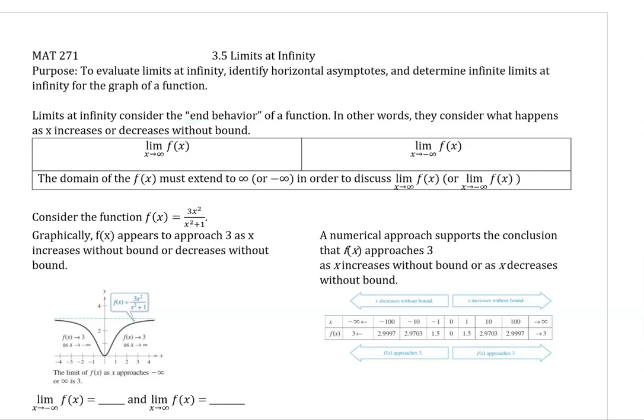So we're saying, what is the function doing as x gets really, really big or really, really small, as it increases or decreases without bound. So we're talking about what is happening to the function as x gets really large, as x approaches infinity, or as x gets very small, as x approaches negative infinity. Mind you that in order for us to talk about these limits, x going to infinity or x going to negative infinity, the domain of the function also needs to go to positive infinity or negative infinity.